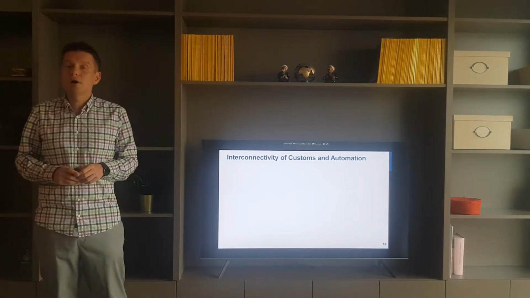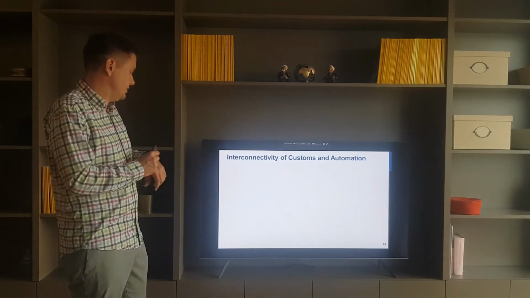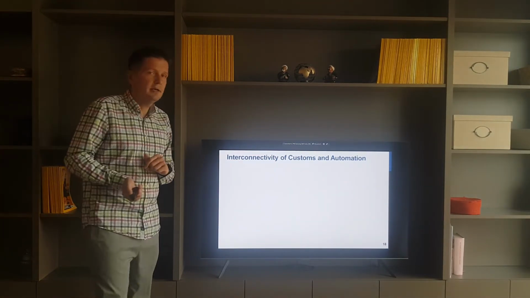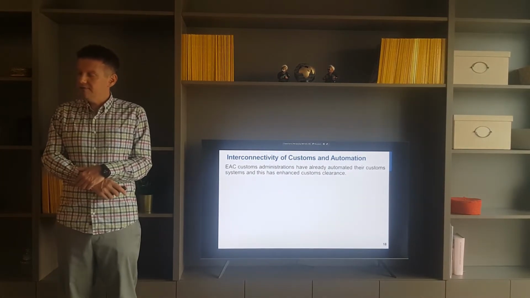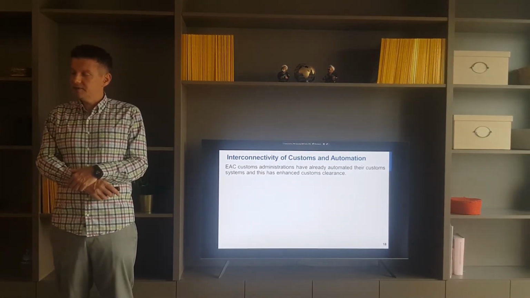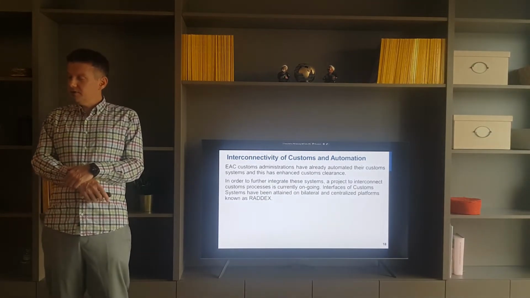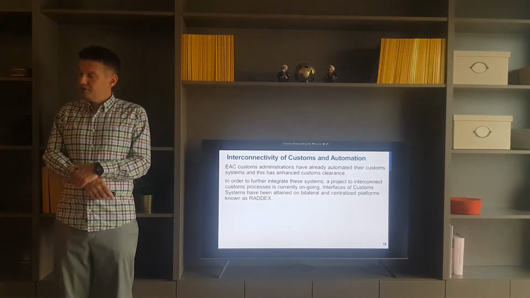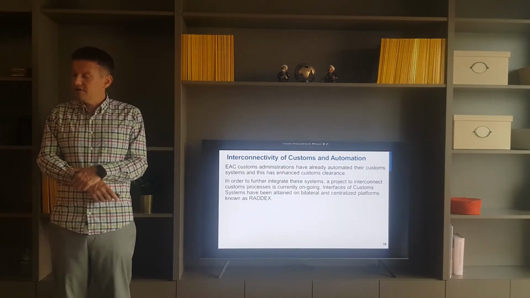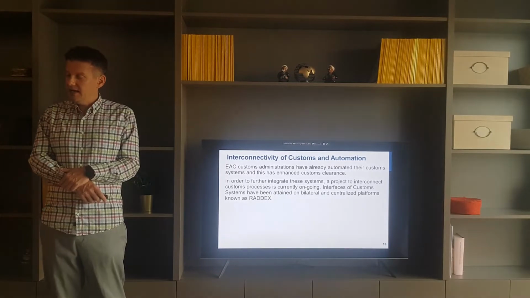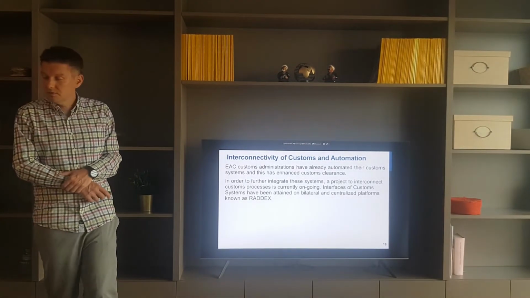Interconnectivity of customs and automation is another subcomponent of the customs modernization program. Okay, let's go. East African Community customs administrations have already automated their customs systems, and this has enhanced customs clearance. In order to further integrate these systems, a project to interconnect customs processes is currently ongoing. Interfaces of customs systems have been attained on a bilateral basis and through a centralized system known as RADEX.